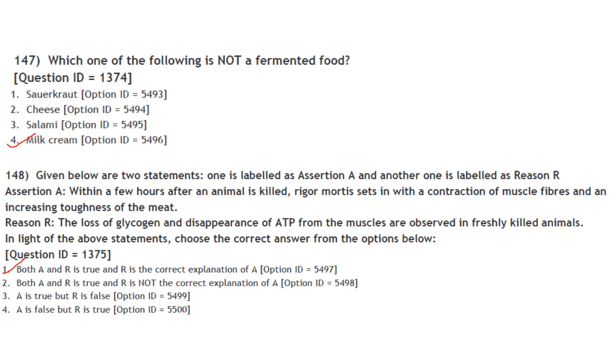Next one, given below are two statements. One is labeled as A and the other is labeled as R. Assertion. Within a few hours after an animal is killed, rigor mortis sets in with the contraction of muscle fibers and an increasing toughness of the meat. Reason. The loss of glycogen and disappearance of ATP from the muscle are observed in freshly killed animals. In the above statement, choose the correct answer. So both A and R are true and R is the correct explanation of A. Answer is option 1.